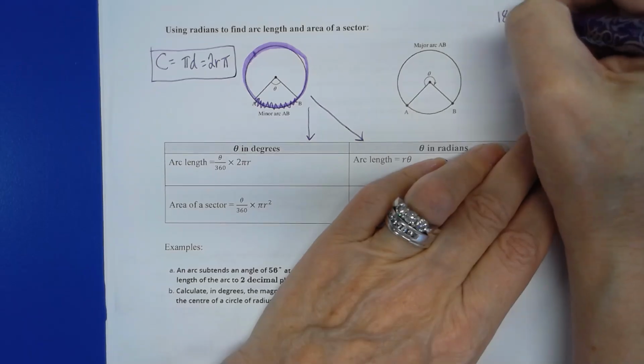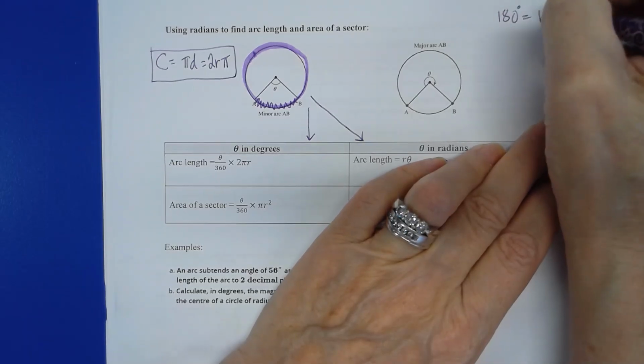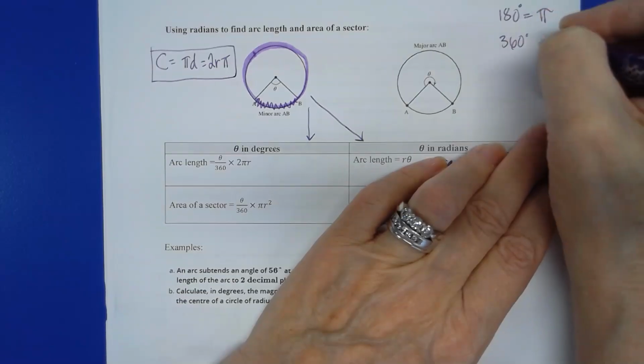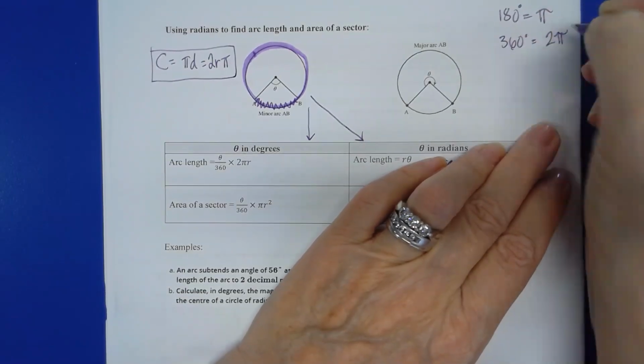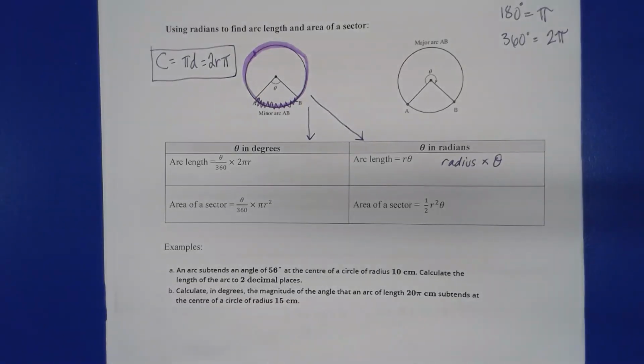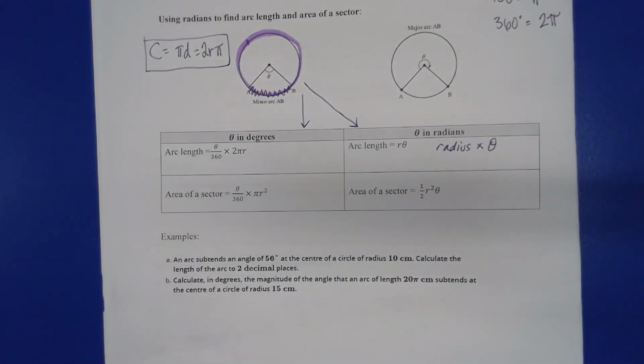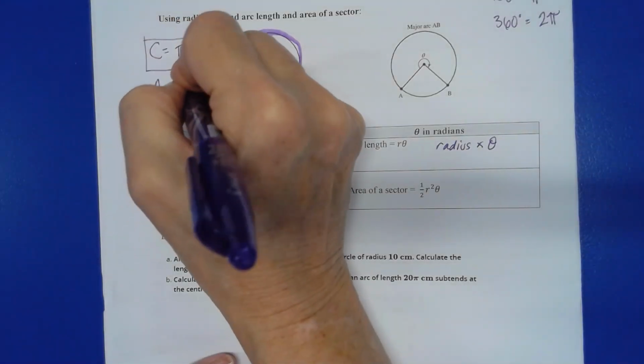180 is pi. And so 360 is 2 pi if you need it. Okay, good. Then the area, same. The area of a circle is pi r squared.